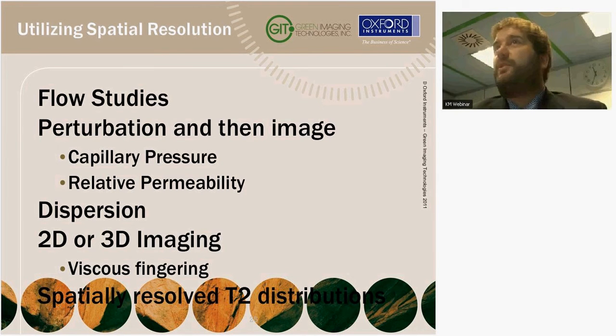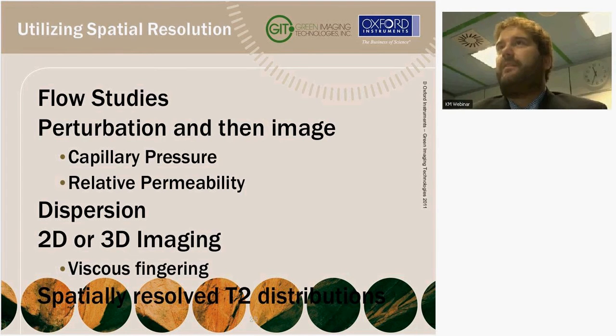We can measure dispersion during flow studies. We can do 2D and 3D imaging in a traditional sense. So we can do imaging of people, we can do imaging of rocks. You get viscous fingering, flow fronts, all kinds of fun things. I won't describe that in this presentation. I just want to mention it. Of course, that is indeed possible.